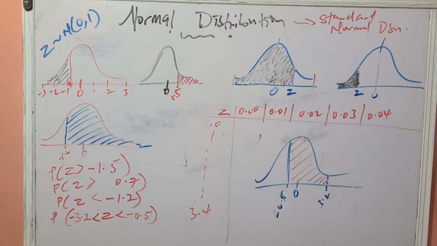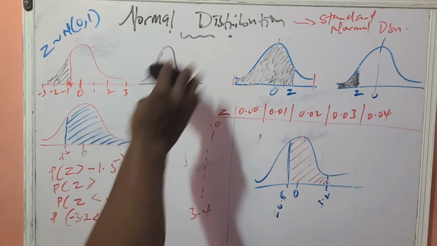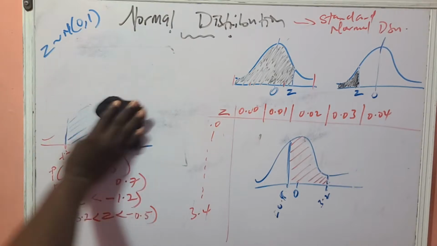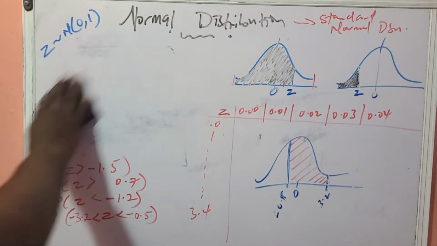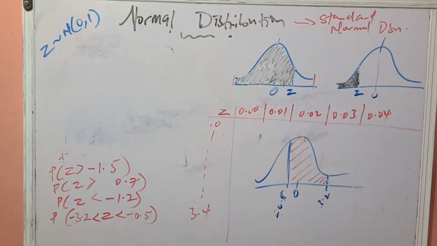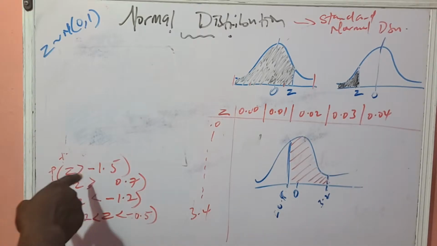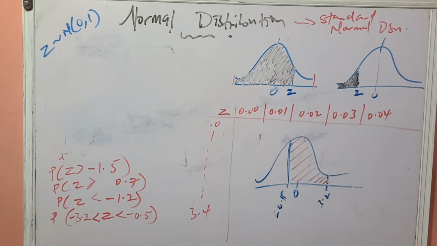Okay, I believe by now you should be done with the diagram. So let me give you the solution to it quickly. All right, so let's try and get the solution to what I just said. The very first one said Z is greater than minus 1.5.